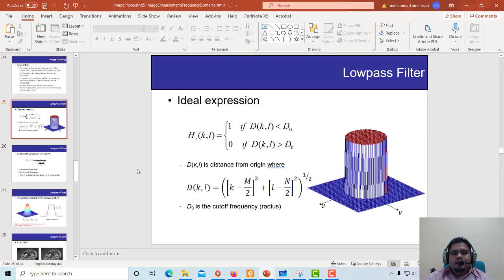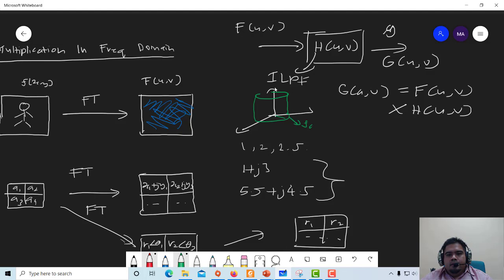Sorry, it's D naught, not R. Actually it's D naught, but it's a radius. We use it as D naught. This one becomes D naught, but it looks like a cylinder. The rest is 0, and only the part inside the circle, this surface, is 1. So this is in 2D.